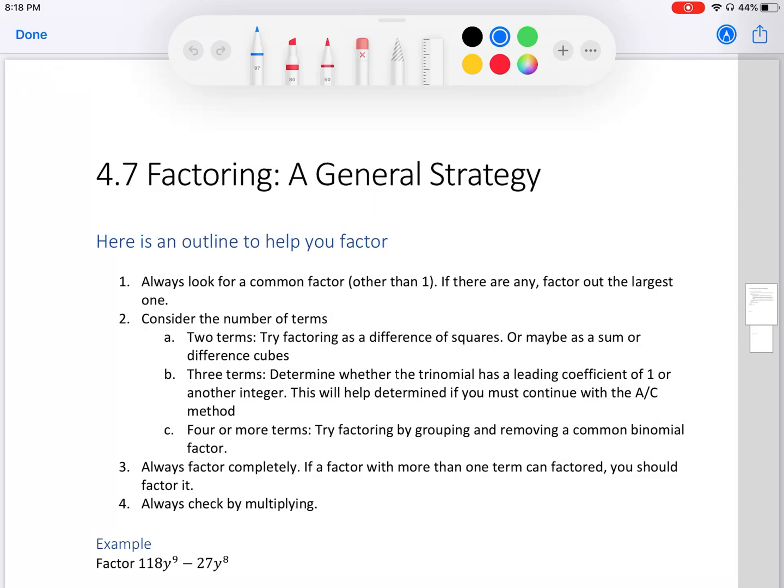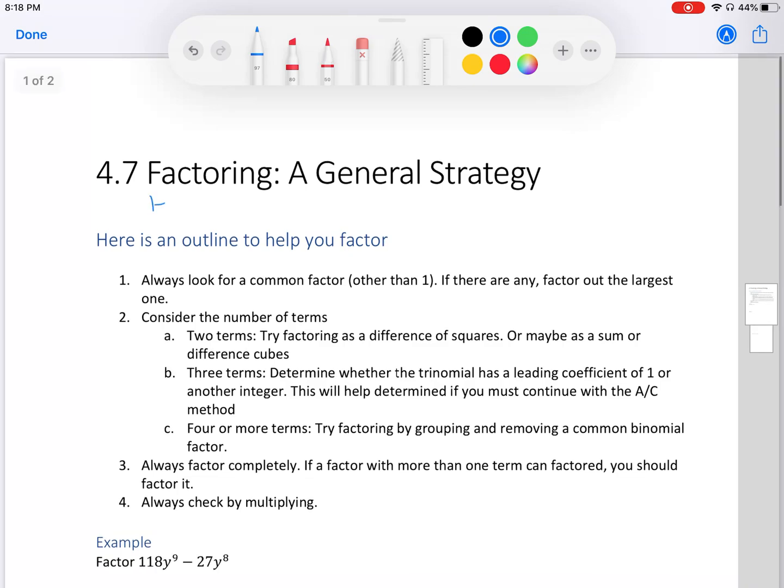Section 4.7, Factoring, a General Strategy. So this section is dedicated to knowing how to go about attacking factoring, because we've learned so many techniques. This whole chapter, each section, has just about been a technique. So here's a quick outline to help guide you through this world of factoring.